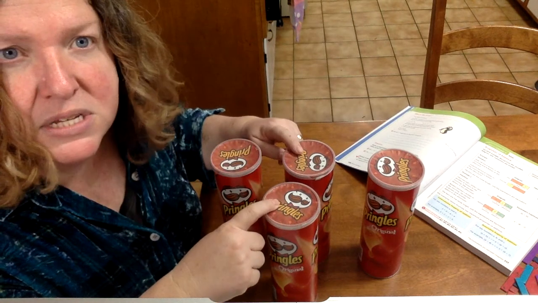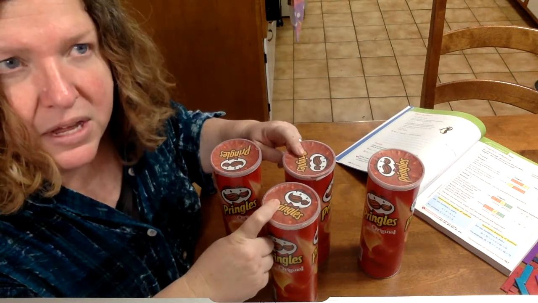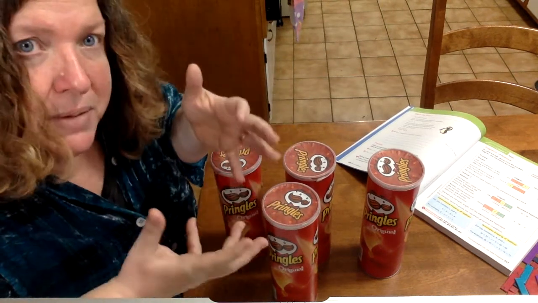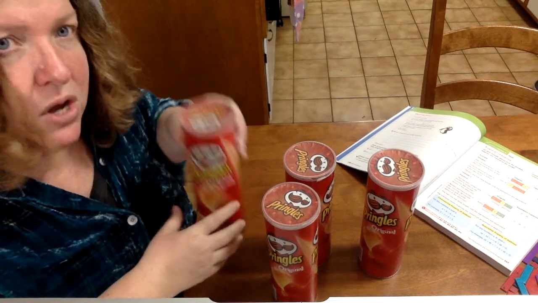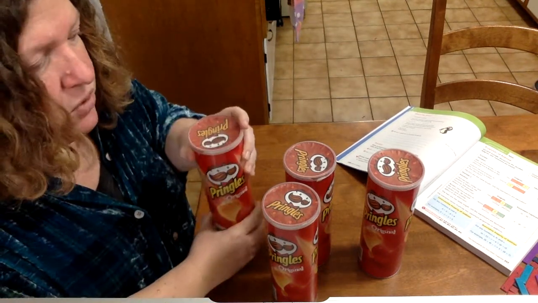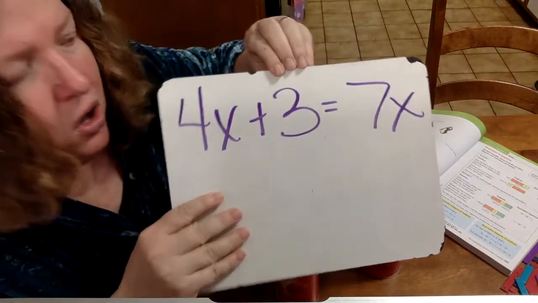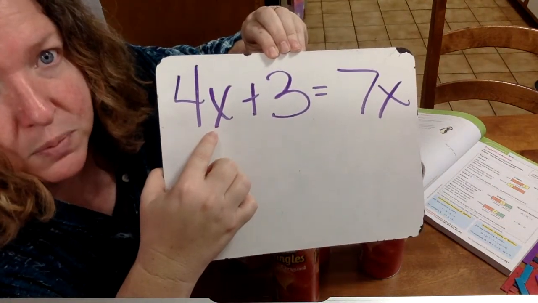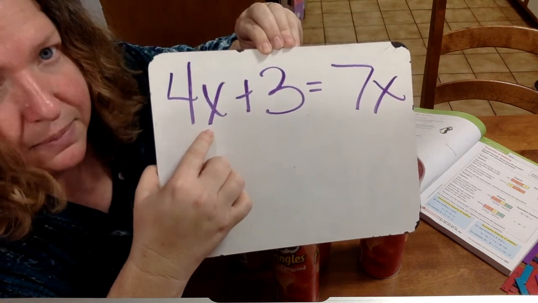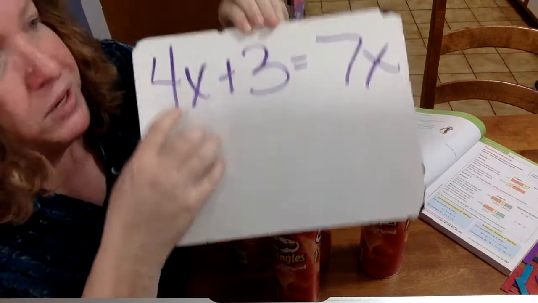So that's how algebra works: when there's a letter, it means we just don't know how much is in there, but we know that it's all the same. So just like each can of Pringles is the same, all 4 of these groups of x are all the same. We don't know what's in them, but we know they're all the same.